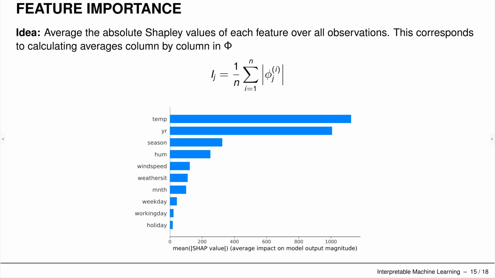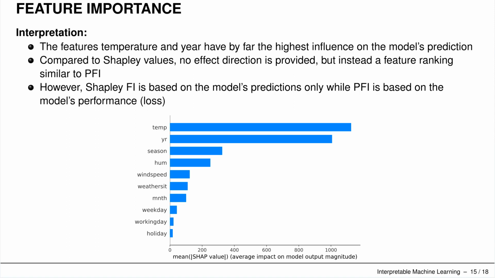So for example, we can calculate feature importance, but because Shapley values, or SHAP values, can be negative and positive, we take the absolute values because we don't want these effects canceling out. And we sum that over all observations. Here we see that, for example, temperature is an important variable, and also here. So the interpretation is that the features temperature and year have the highest influence on the model prediction.